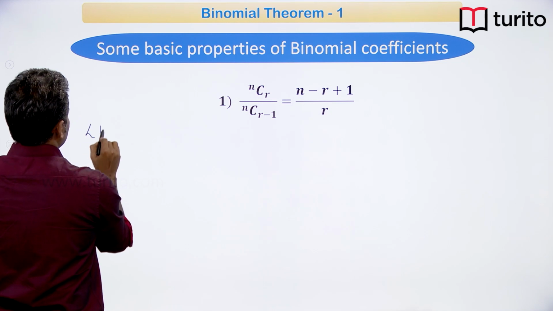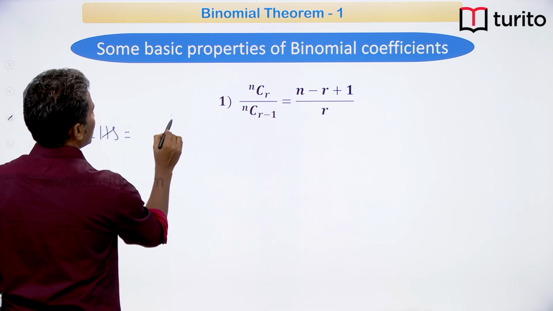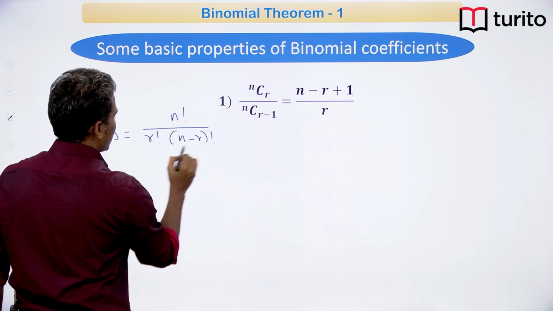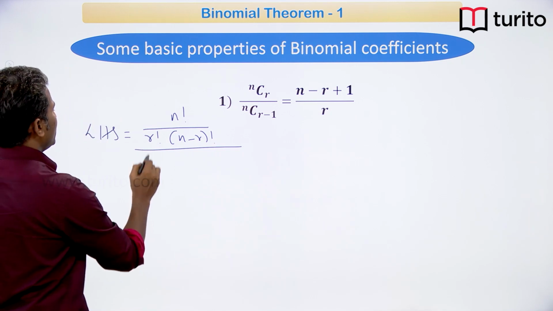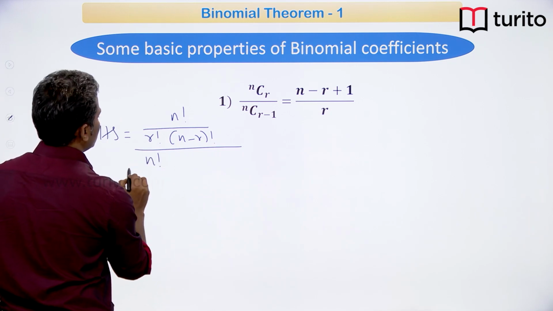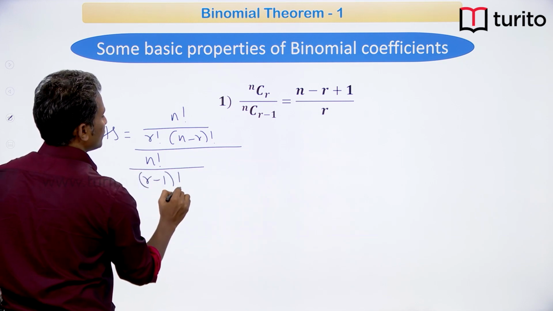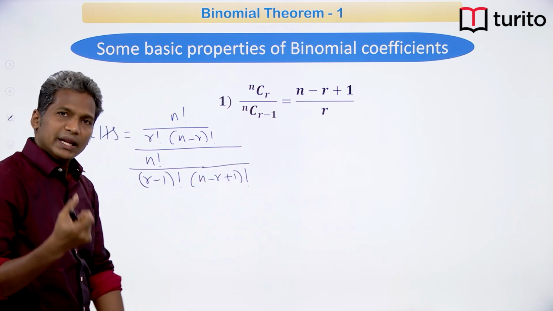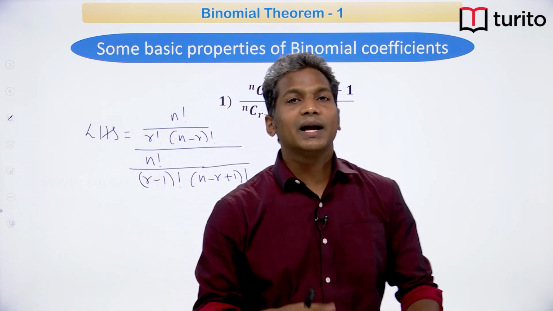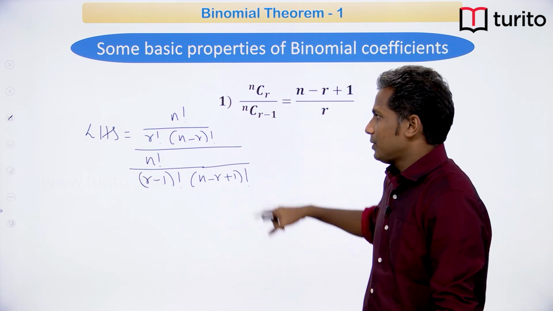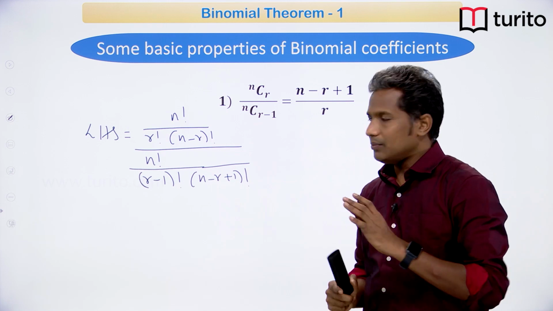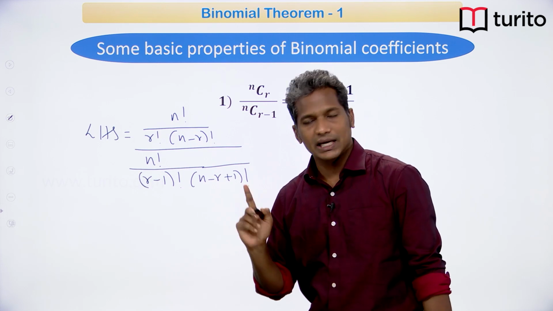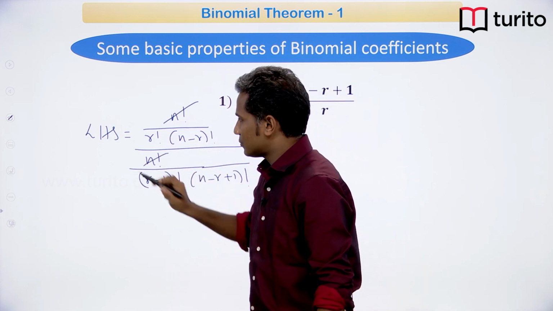So we can take the LHS like this. The numerator can be written as n factorial by r factorial into (n minus r) factorial, and the denominator can be written as n factorial divided by (r minus 1) factorial into (n minus r plus 1) factorial. From n, if we subtract r minus 1, we will get n minus r plus 1. Now observe these and tell me if there are any terms which are getting cancelled. So of course n factorial is getting cancelled, okay. So we can cancel this out.